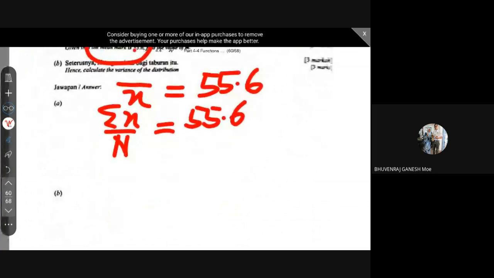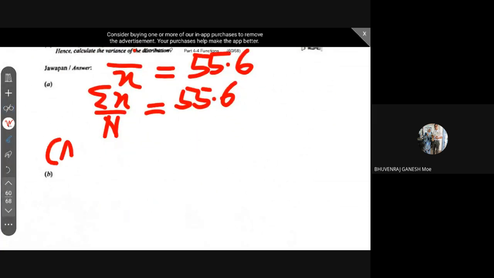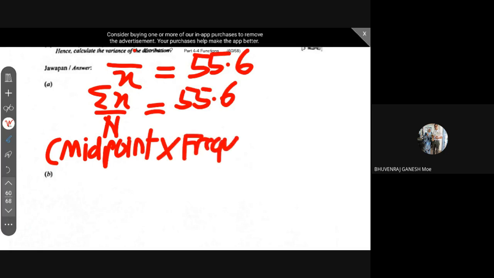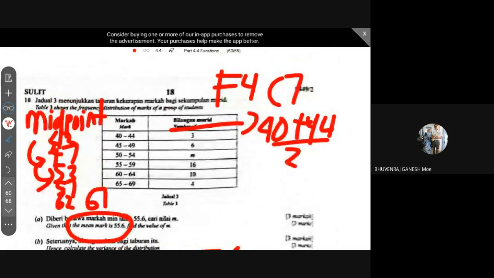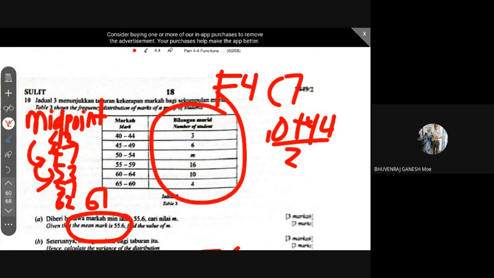This one I need to teach you also, because the method how to find, maybe you're not sure yet. So mean is actually sum of x over n, right? Equals 55.6. Okay, so sum of x means you must take the midpoint times your frequency. Frequency is actually given over there already. You can see on the right hand side of the table over here. The number of students actually represent your frequency, all of this.